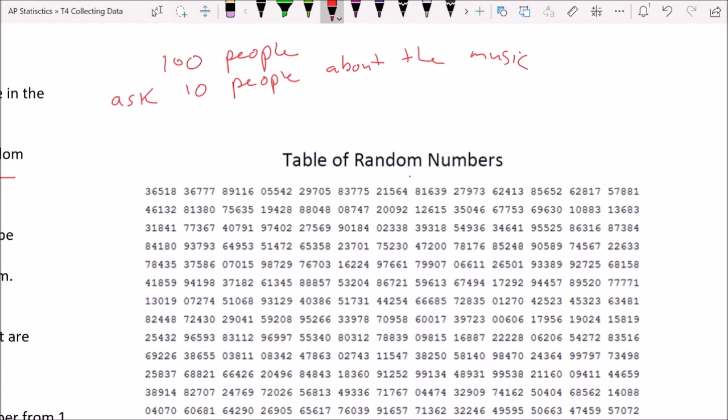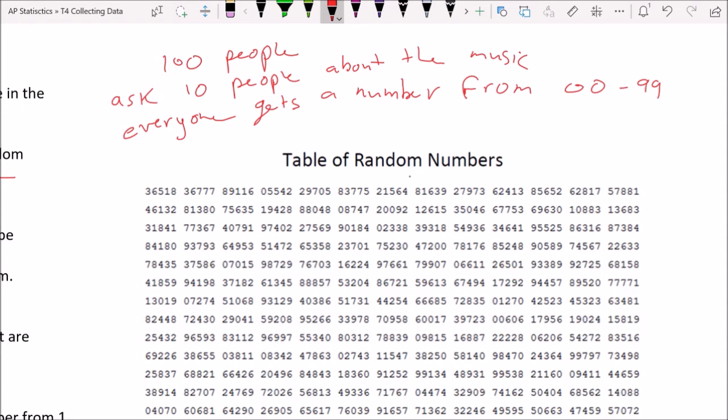We could put a sign at the door that says, please write down what you thought about this, but that would be voluntary response. If we wanted to do a simple random sample, what we would do is take a list of the people's names, so everyone gets a number. I don't mean you physically hand it out, but you assign on paper a number to everyone. So everyone gets a number from 0 to 99.